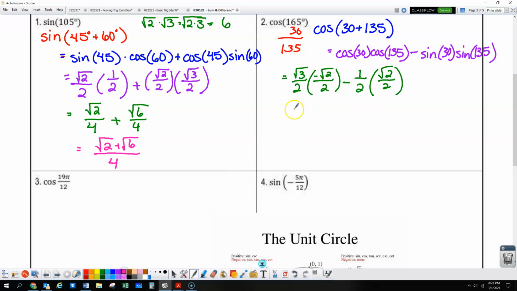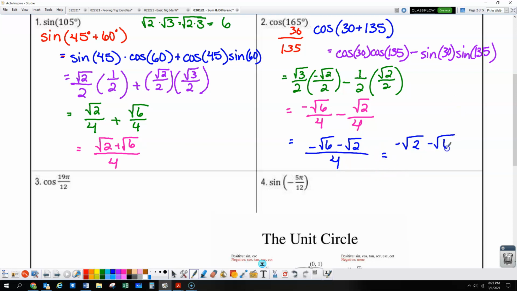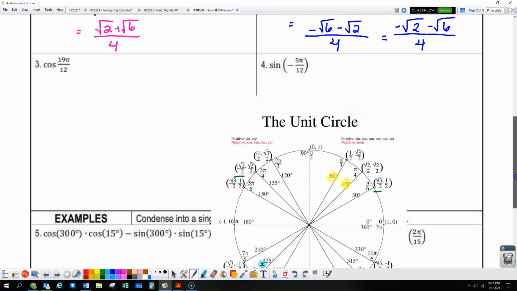Okay, so now I can do some evaluating. Square root of 3 times the negative square root of 2, that would give me negative square root of 6, and then 2 times 2 is 4, minus 1 times the square root of 2, that'd be square root of 2, 2 times 2 is 4, so this would be equal to negative square root of 6 minus the square root of 2 all over 4. Or you might also get something like negative square root of 2 minus square root of 6 over 4. These are both the same thing.